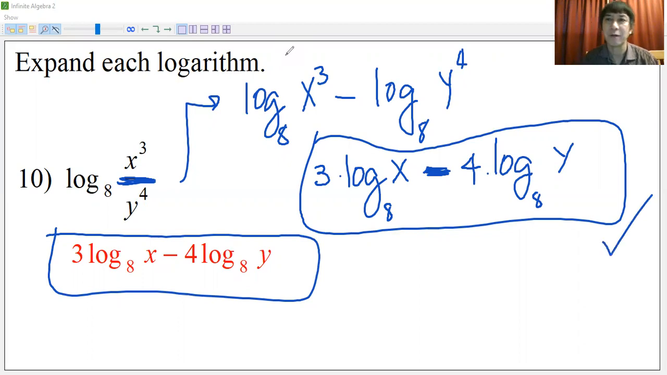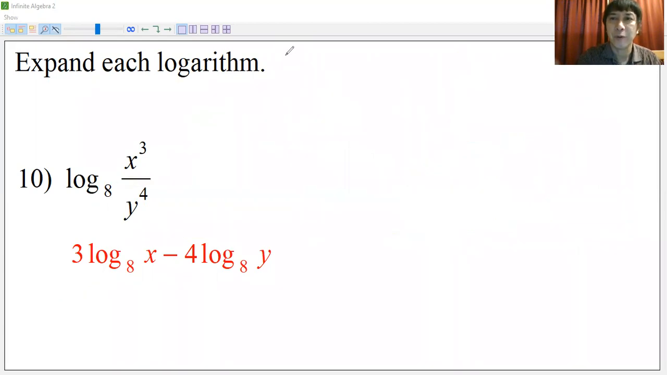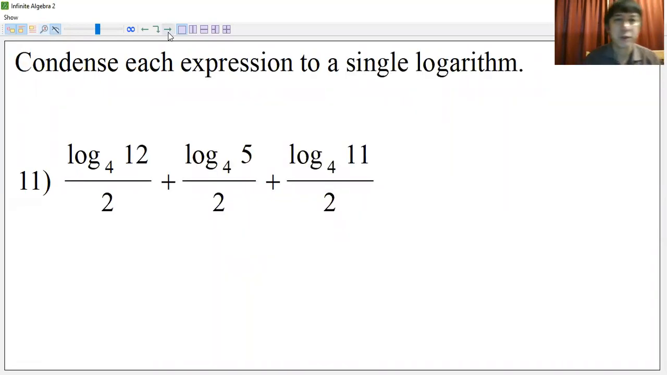Let's do number 11 now. Number 11. Okay, here's number 11. Condense each expression to a single logarithm. This time it's the reverse process. Okay, it's the reverse process.